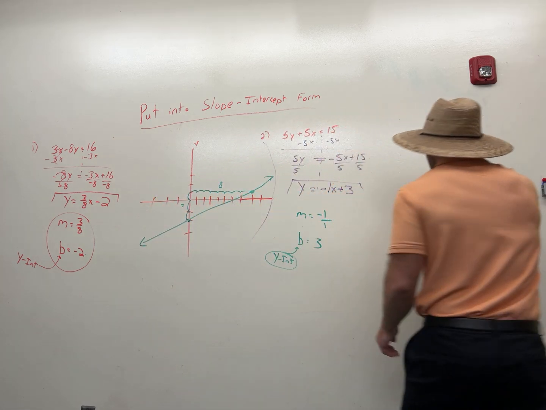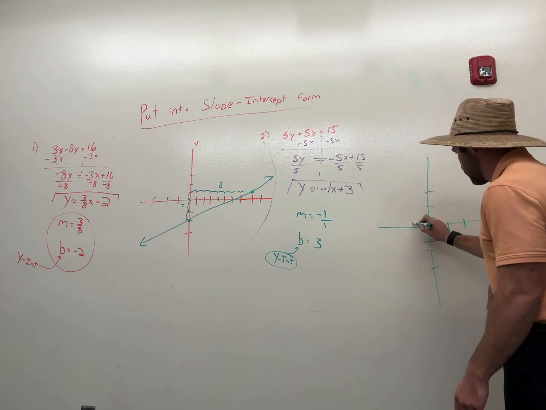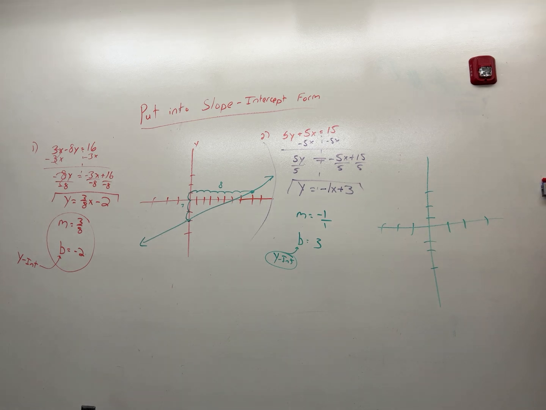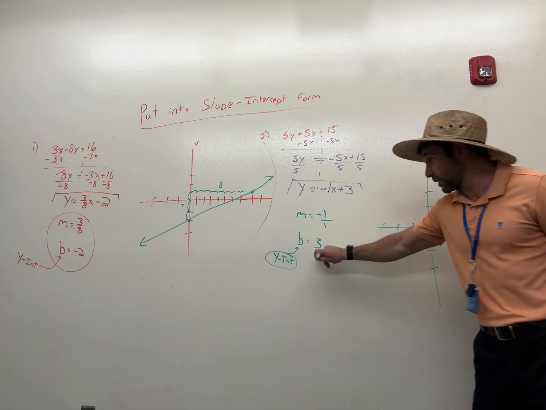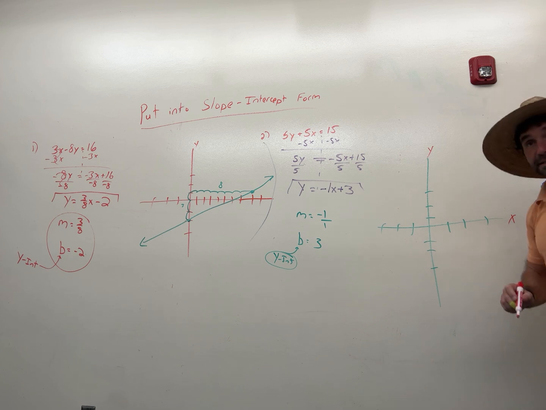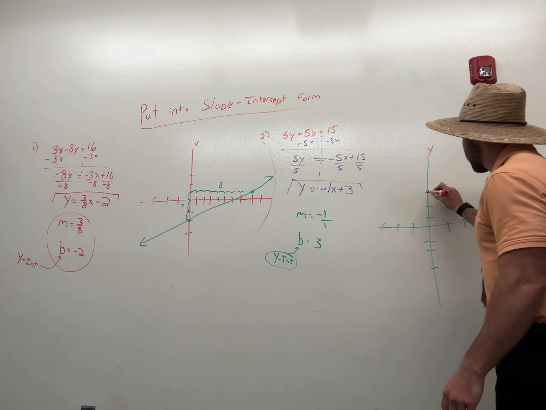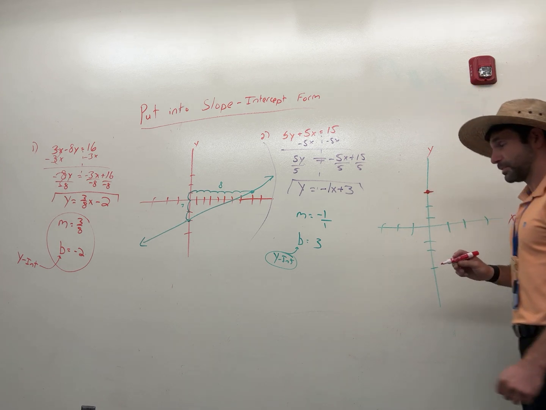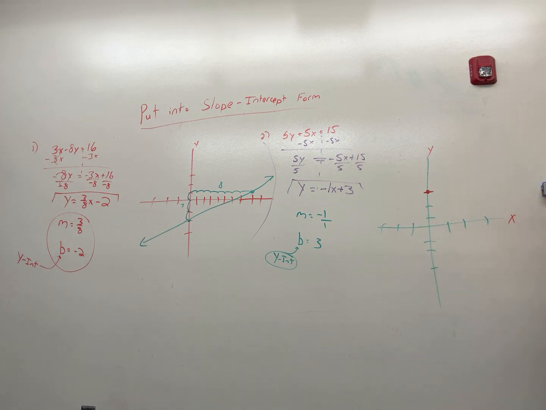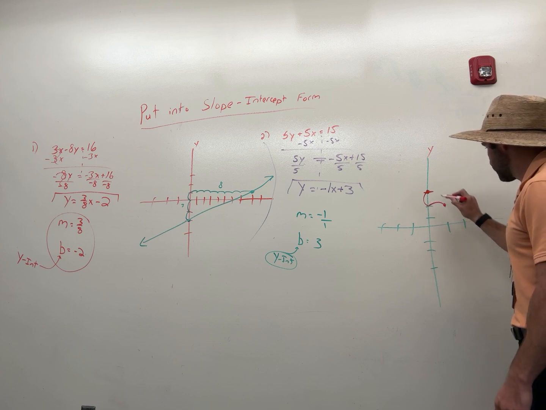Okay, so now we're going to graph. We are going to start. The starting point is always the y-intercept. Always. X is the left and right, y is up and down. 0 up to 3. That's the starting point. Immediately, Patrick, my slope is negative, which means the line has to go downhill. So we're going down 1, over 1.